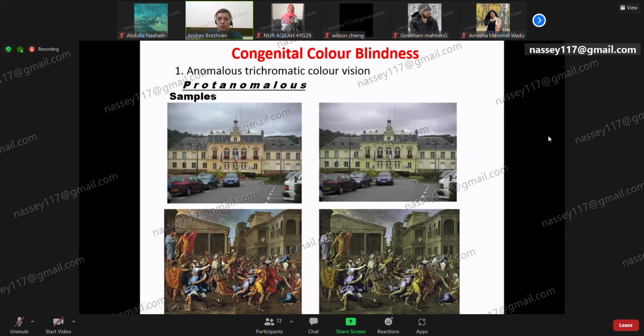And here you see the original picture and the picture painted. It's a copy painted by the person with the abnormal perception of the red color. You may compare, for example, here you see the person in the red tunic, maybe he's not our patient. And here you see how it looks for the person with the protanomalous.